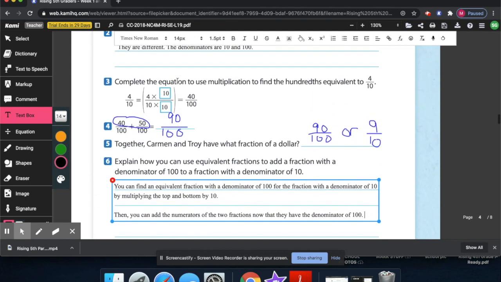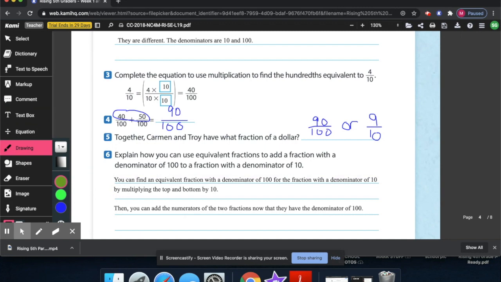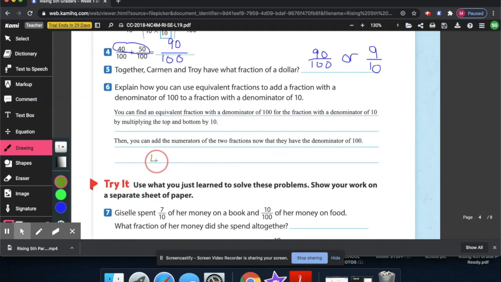Okay, I'm going to explain that using the model that we already had in number 3. You have 4 tenths and you needed to get to 40 hundredths. Let's say you're adding, here, we'll draw it out because I'm a drawler. Let's say you have 4 tenths and you want to add 20 hundredths. Well, I like to do multiplication because I'm faster at multiplication than I am with division.